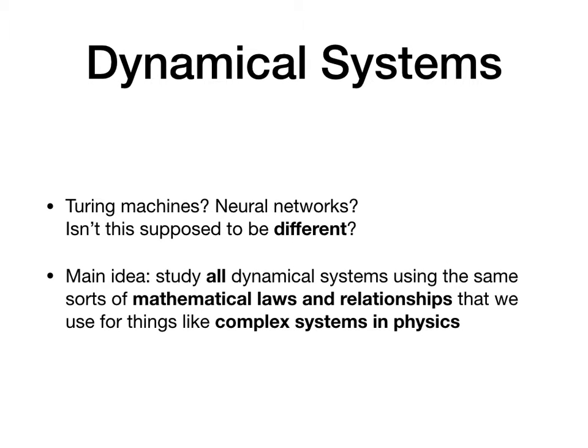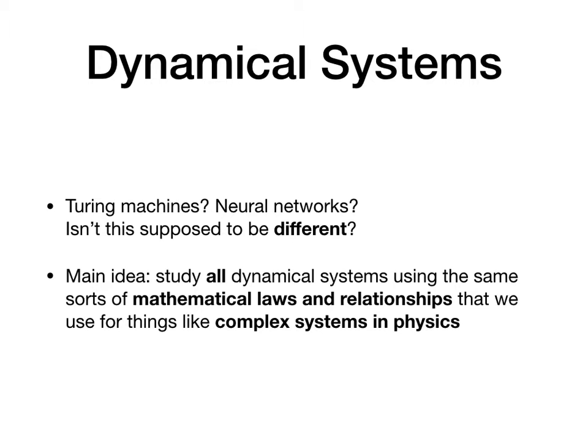So what are we on about, though? If those are the same kind of thing, why are we talking about it as different? These are just more neural networks. The main idea is that you can study all dynamical systems using the same sort of mathematical laws and relationships that you might find in complex physics. We'll show some later about how you can find curves and attractors and things like that, setting up systems that move toward one another. That'll make more sense as we move.